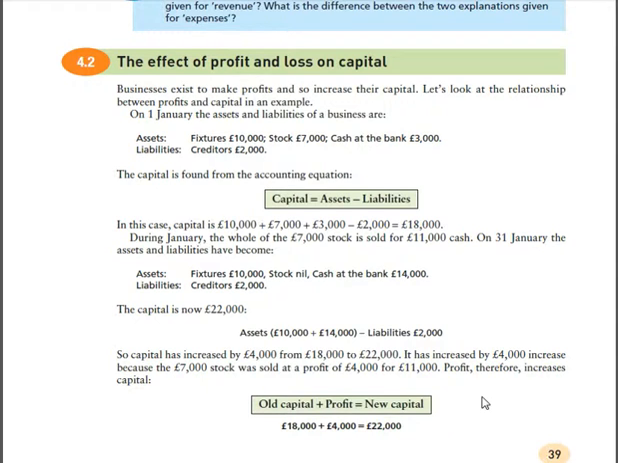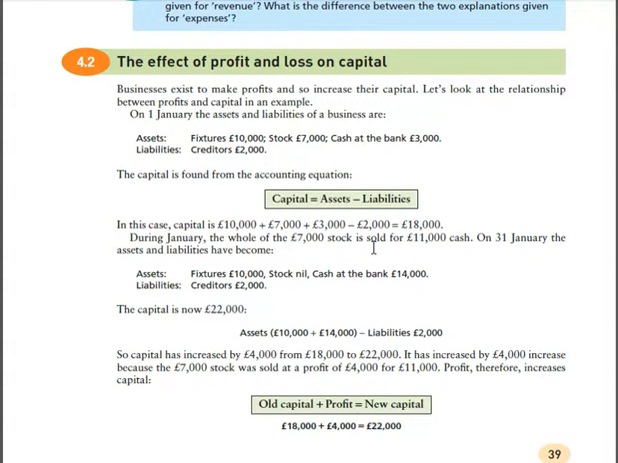In chapter 1, we learned about the accounting equation, which was capital equals assets minus liabilities. So if we look at this example here and calculate our capital, it would be assets of 10,000 plus stock of 7,000 plus cash of 3,000, subtracted by our liabilities, which are the creditor of 2,000. So this comes up with a capital of 18,000.